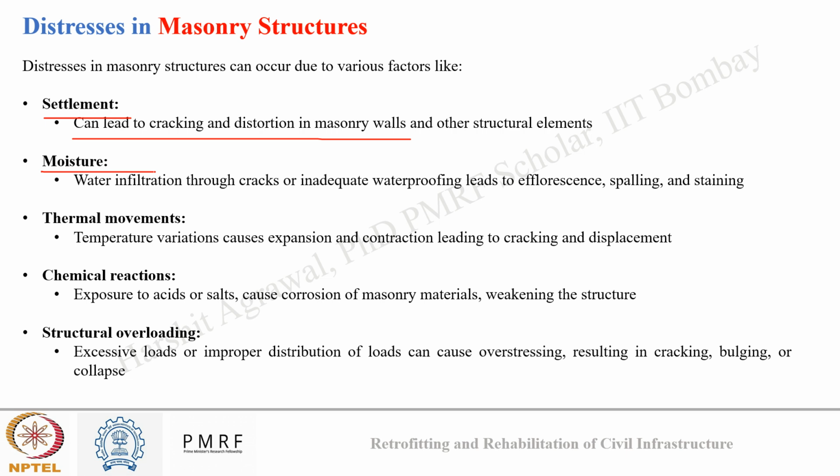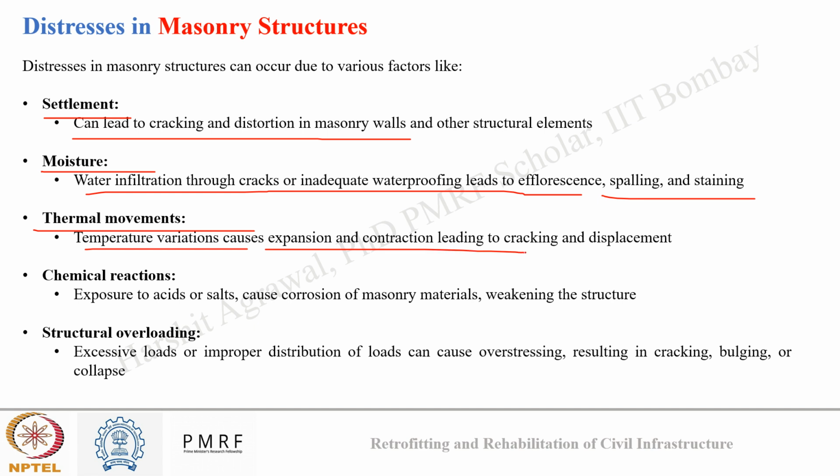Okay, the second reason can be moisture, due to which water infiltration can occur through cracks, and inadequate waterproofing can lead to efflorescence, spalling, and staining in masonry. There can be thermal movements due to temperature variation, which can cause expansion and contraction, leading to cracking and displacement in masonry. Chemical reactions can also be a form of distress in masonry.